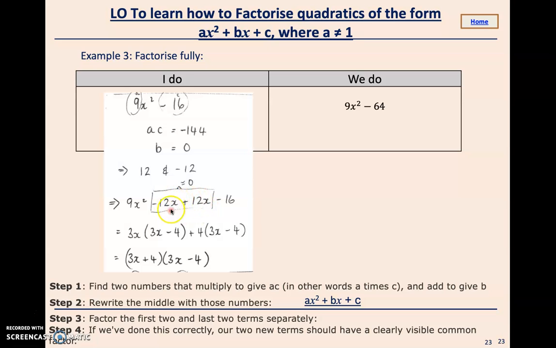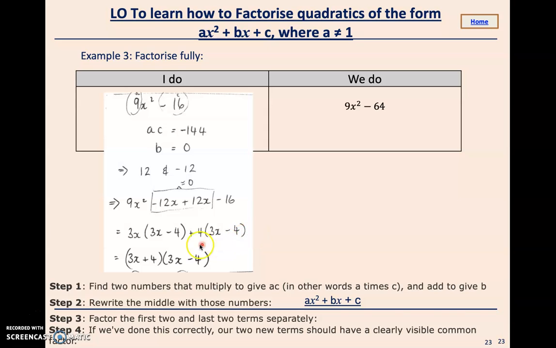Now we can factor our first two terms. So we can take out 3x. So then we're left with 3x here. And if we take 3x out of this, we're left with minus 4. Same for the second two terms. Take out 4 because they're both divisible by 4. So we're left with 3x here if we take out 4. And then here we're left with minus 4.